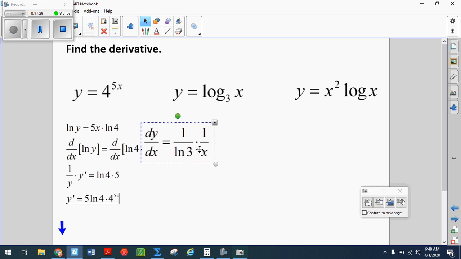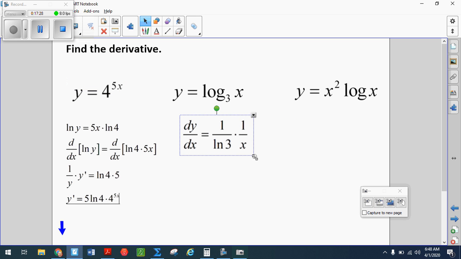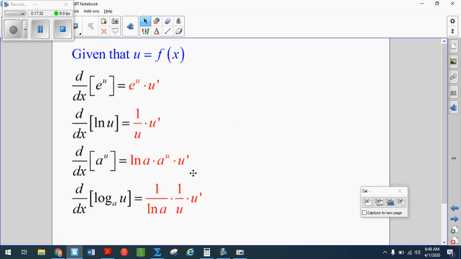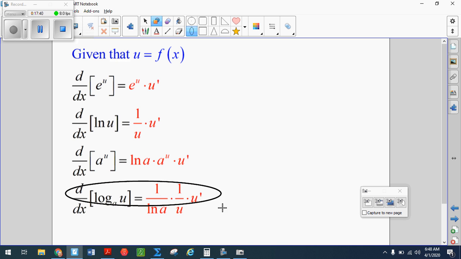Again, sorry for the camera noise. All right. So my rule for this one, okay, derivative of log base a of u is 1 over natural log a, so 1 over natural log 3 times 1 over u, which was 1 over x, times u prime. Well, the derivative of x is just 1. So it does follow that rule.